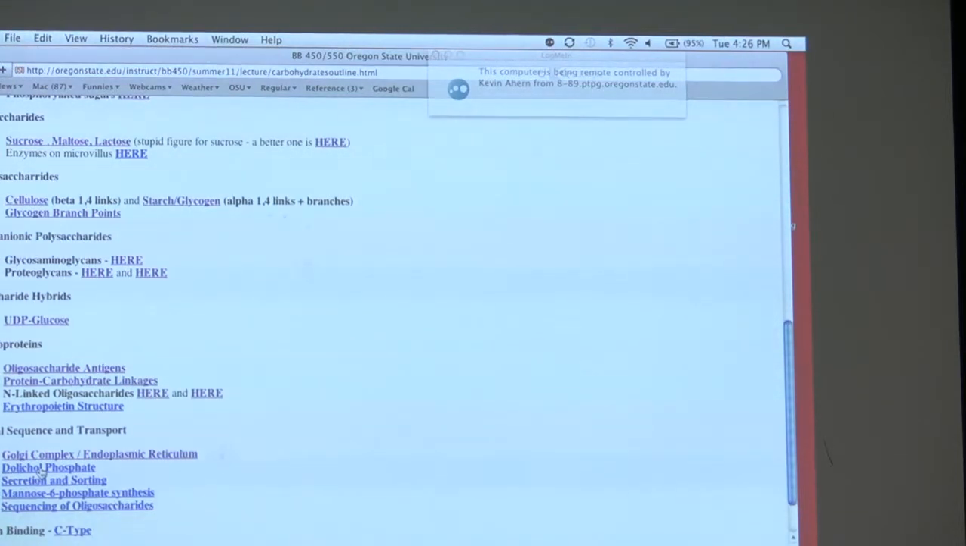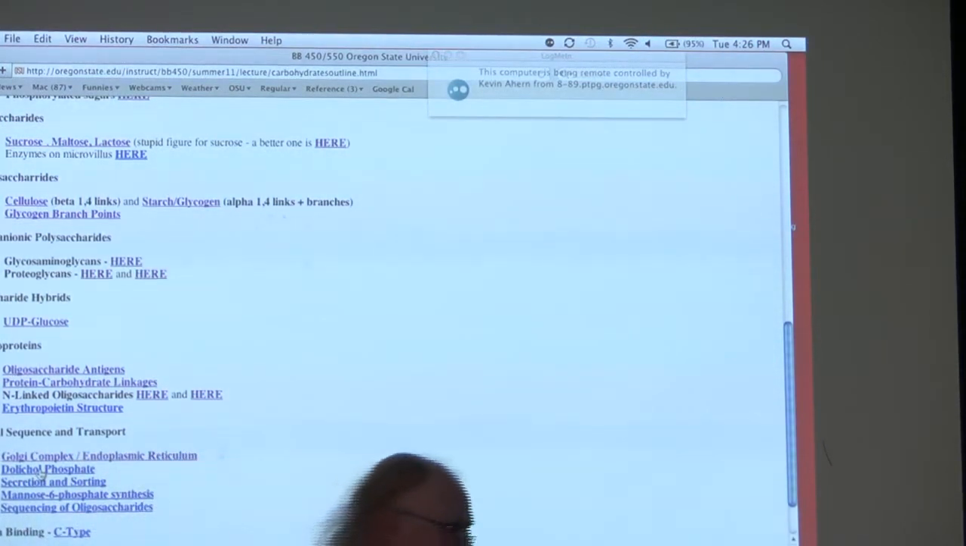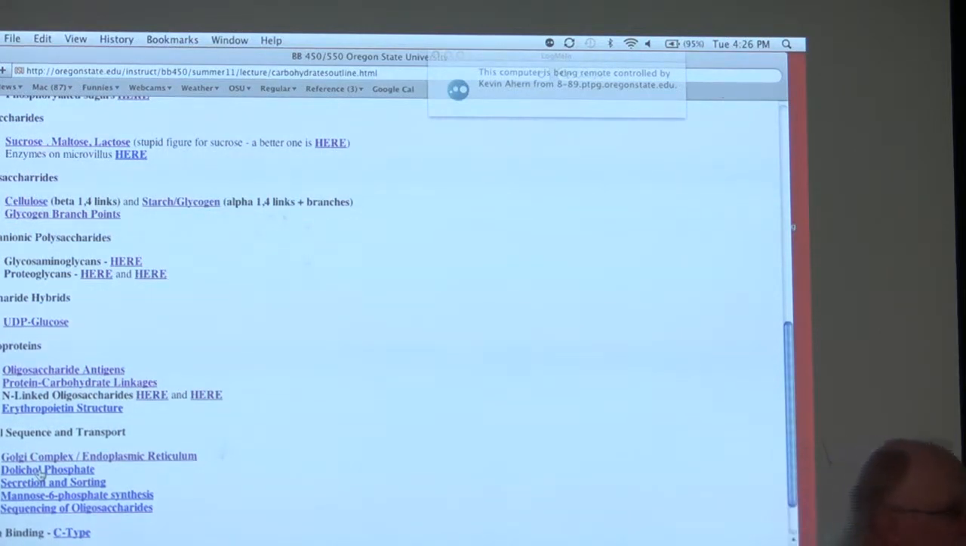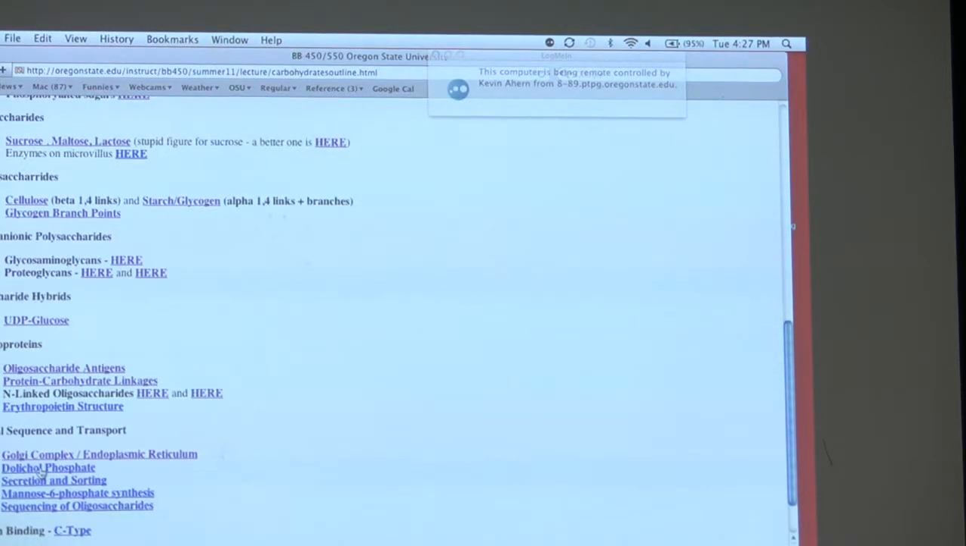Okay? They start being modified in the endoplasmic reticulum. They are then transported, usually, to the Golgi, where they may get further modification. So N-linked glycoproteins start in the endoplasmic reticulum and then move to the Golgi. O-linked glycoproteins start and end in the Golgi. So there's a difference between the two in terms of where their modifications occur.